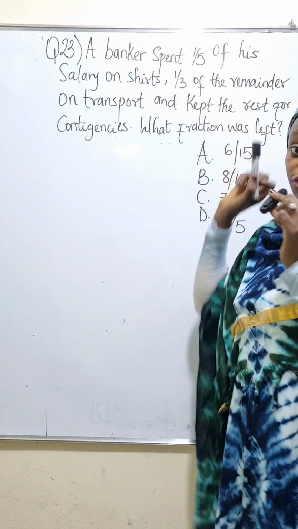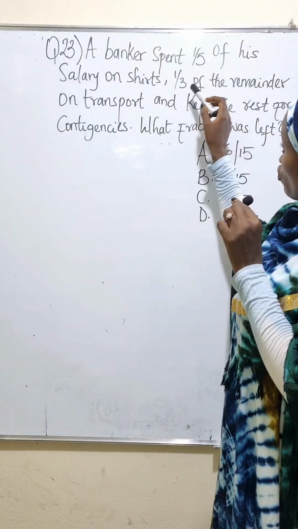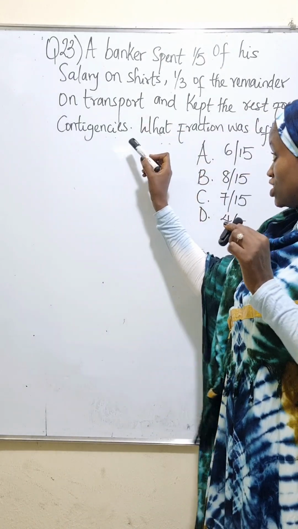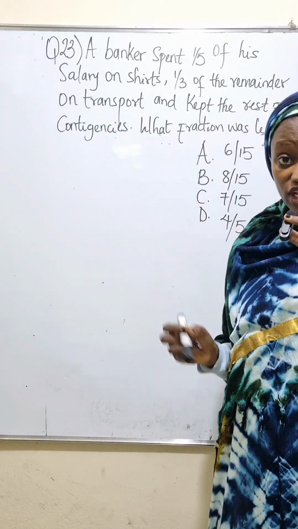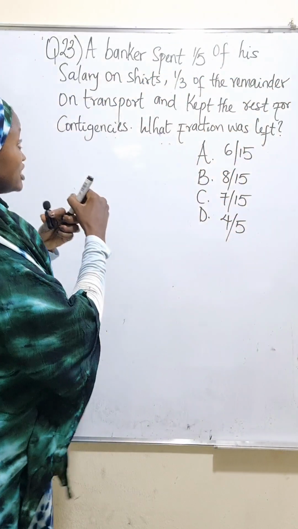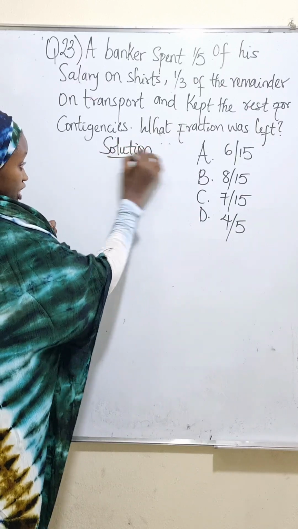A banker spent 1 over 5 of his salary on shirts, and he spent 1 over 3 of the remainder on transport. He kept the rest for contingencies. We are asked to find the fraction left. So we have 4 options. Let's solve this together. To get started, we do not know the banker's total salary, right?